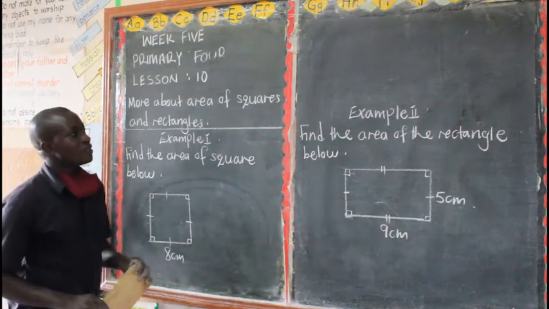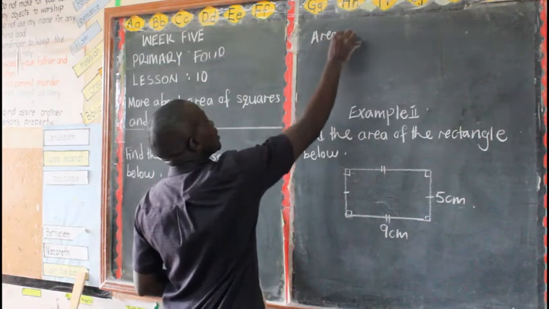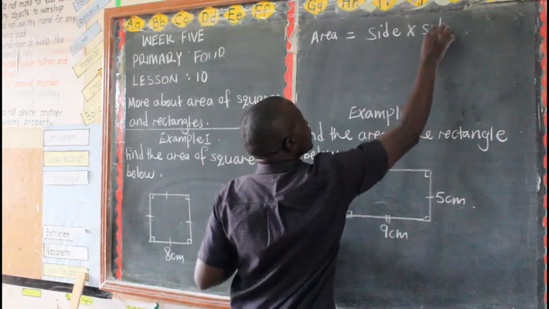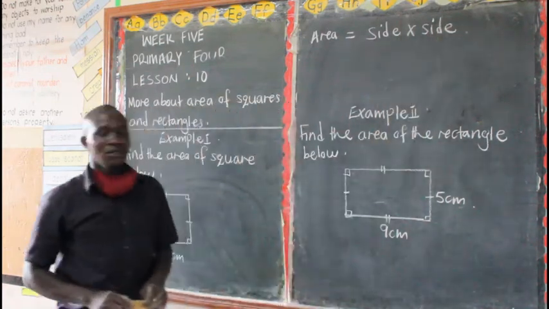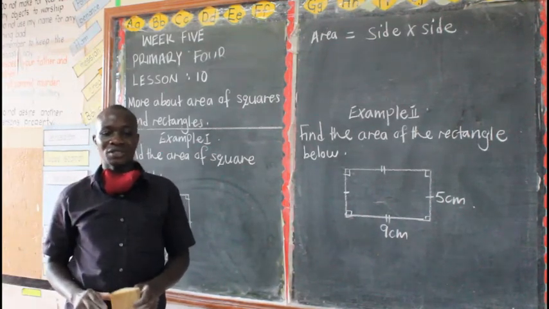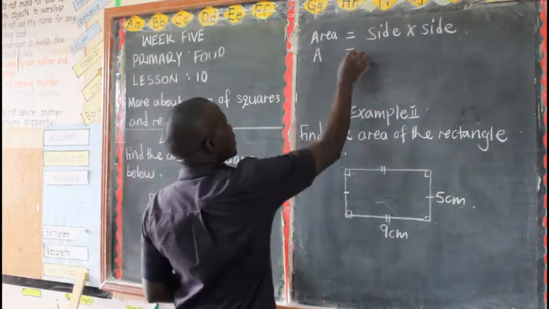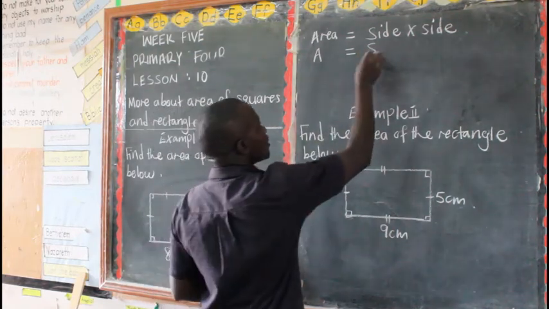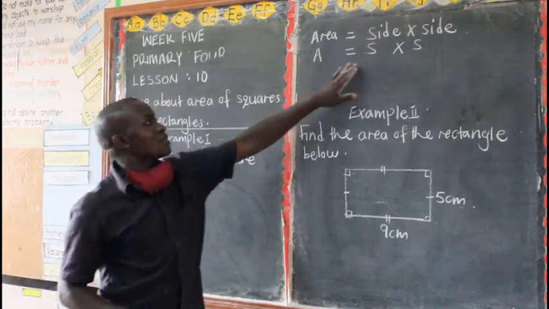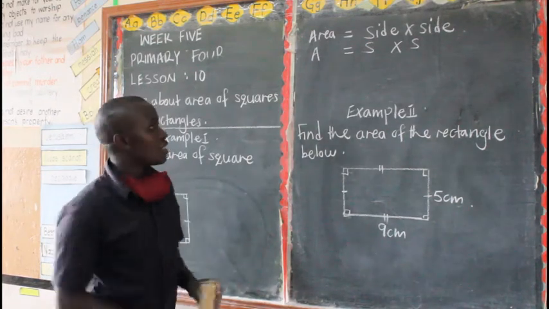So, now the formula for finding the area of a square. Area of a square is equal to side times side. But we are going to write it in short form. Area to be represented by letter A, side to be represented by letter S. So area is equal to S times S, S representing side, A representing area.